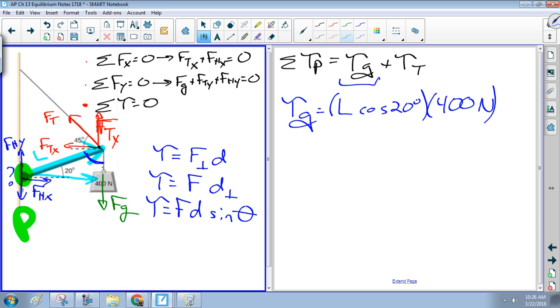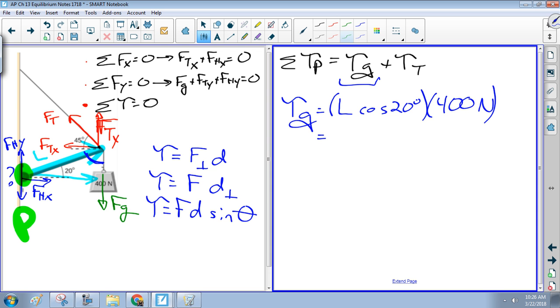All right, so let's just neaten this up. Okay, so there's our torque from gravity. Positive or negative, you guys? Pivot point, force, is that clockwise or counterclockwise? Clockwise, so this is a negative torque, right? Negative torque. Cool? All right, now we've got to do the torque from the tension.